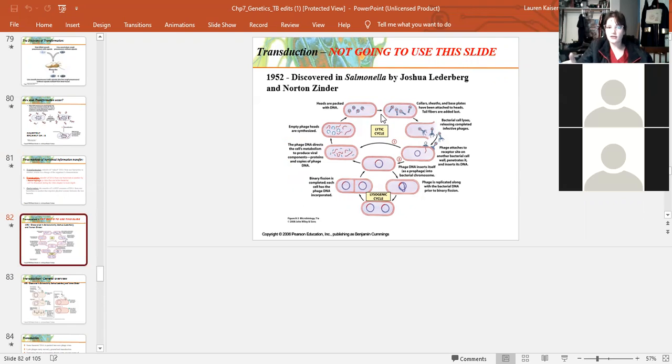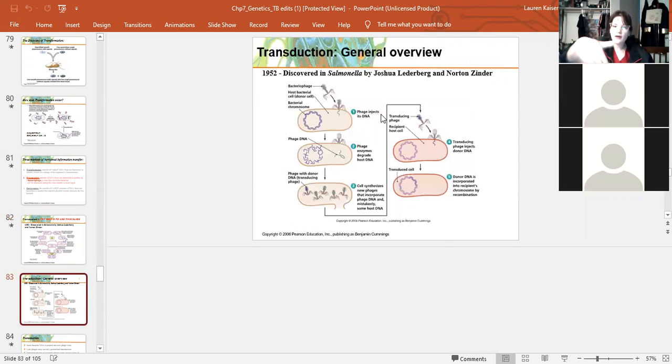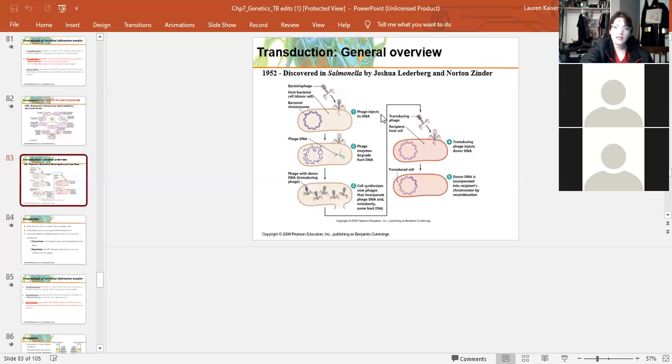The lysogenic cycle, however, doesn't involve the cell lysis. In fact, it will continue and continue and continue to reproduce the information that the bacteriophage gives it. Sometimes that can be good for the bacteria. It just depends.